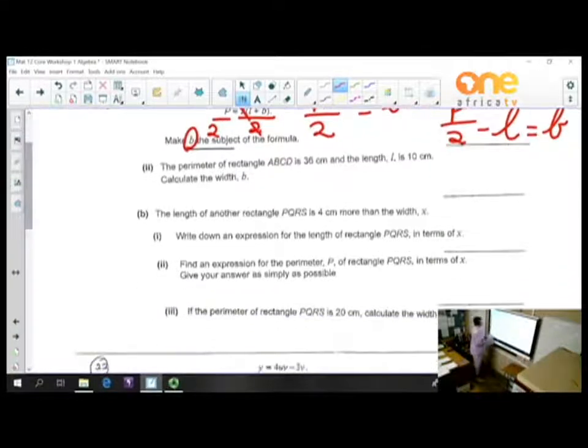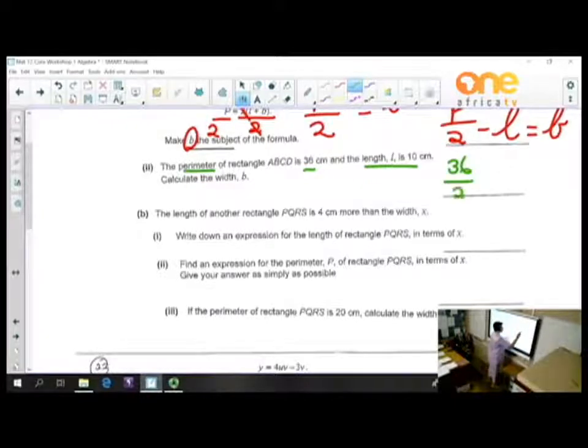The next one says the perimeter of rectangle ABCD is 36 centimeters and the length is 10. Calculate the width. So now we're just going to substitute those values in there. The perimeter is 36 and the length is 10. So in perimeter's place, I substitute the 36 over 2 minus the 10 is equal to the breadth. And that is then 18 minus 10. You can do it on your calculator as well. And the breadth is 8.